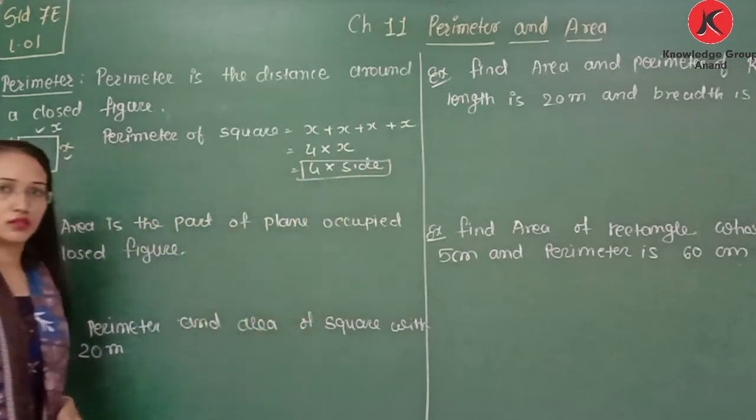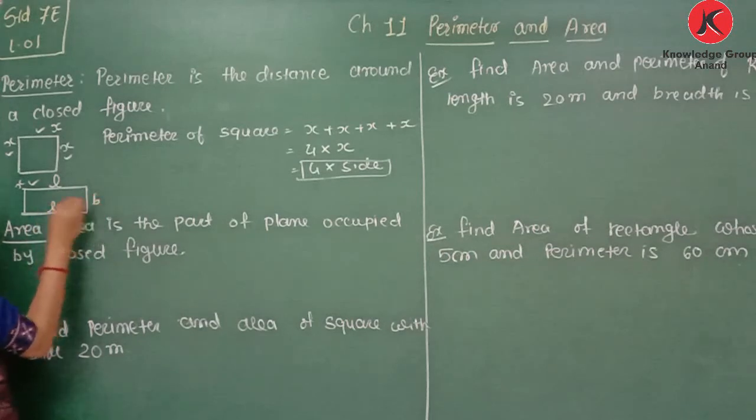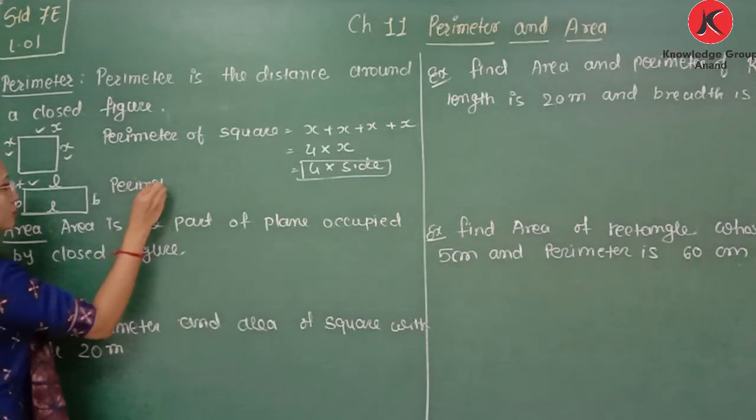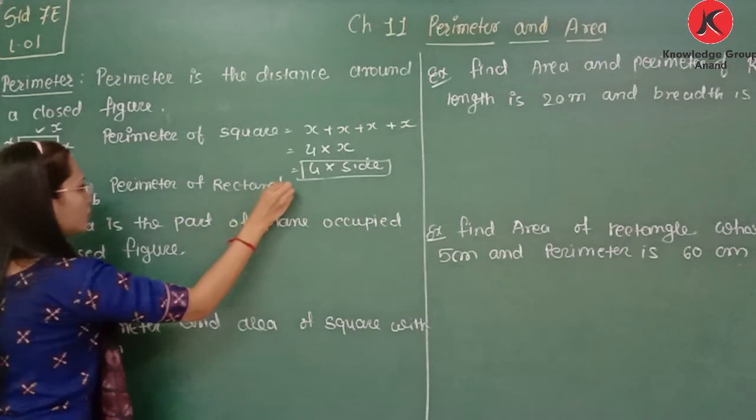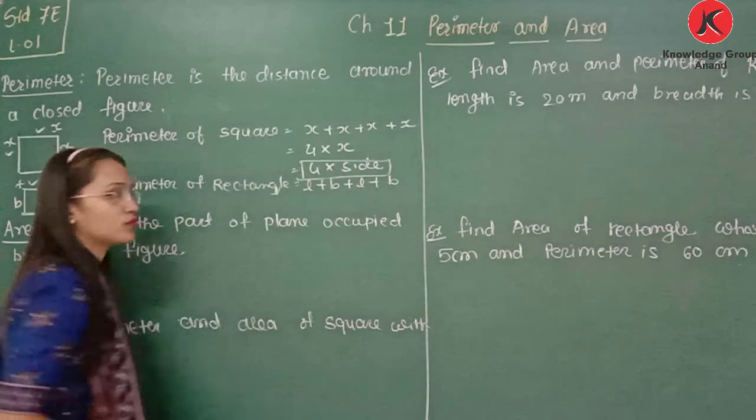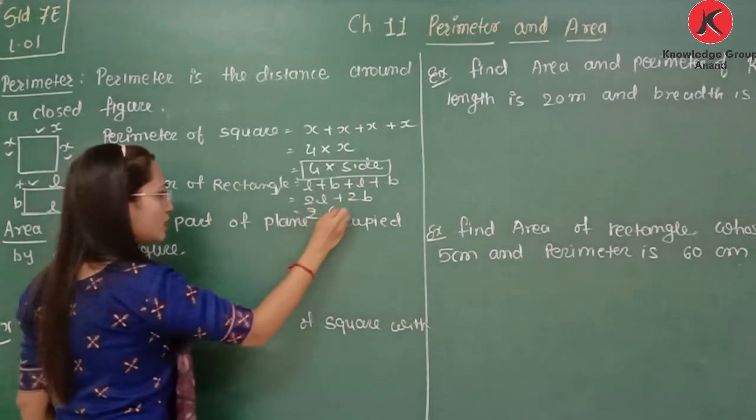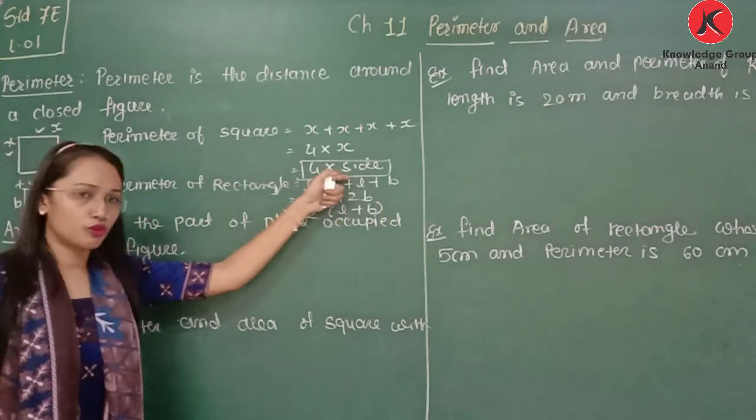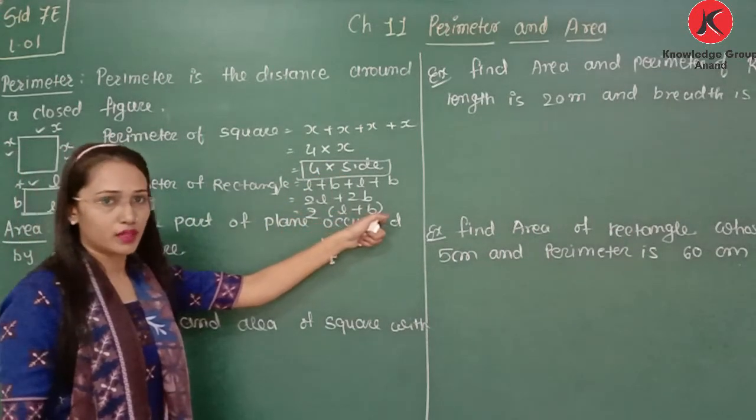This is the equation. Now the perimeter of a rectangle, if we consider this as the length and this as the breadth. The perimeter of a rectangle will be the sum of all sides, that is L plus B plus L plus B, 2 times L, 2 times B. So it is 2 common, L plus B. So you need to remember two equations. Perimeter of a square is 4 into side, and perimeter of a rectangle is 2 inside the bracket, length plus breadth.